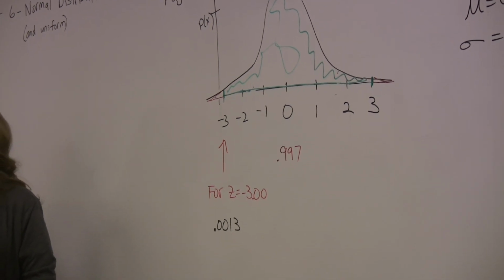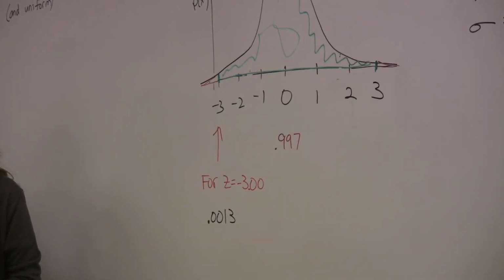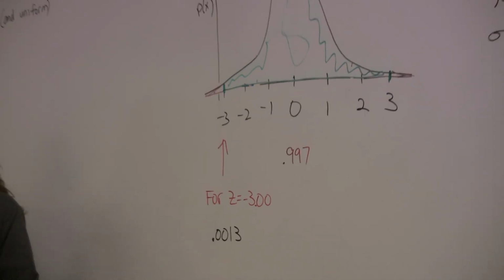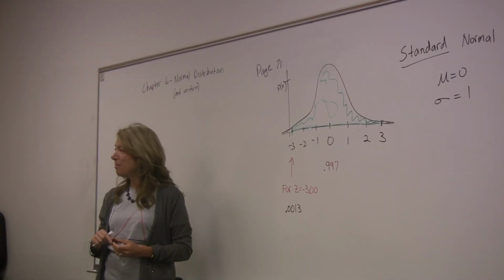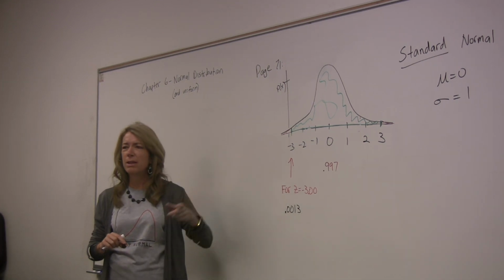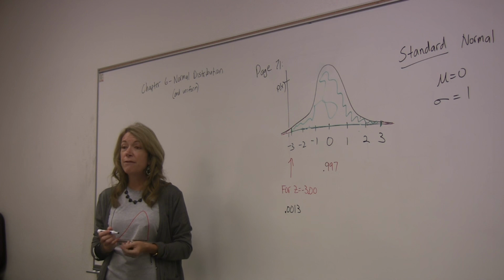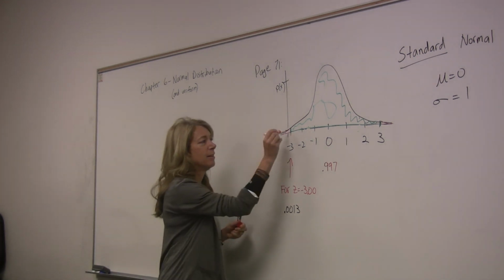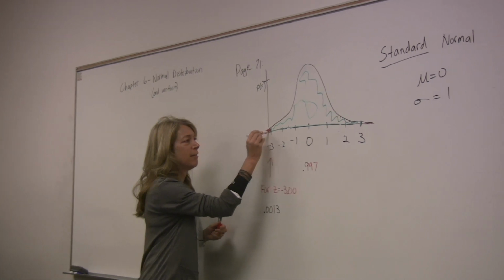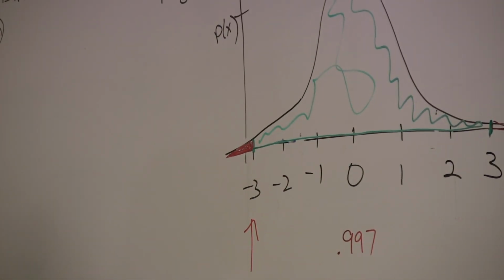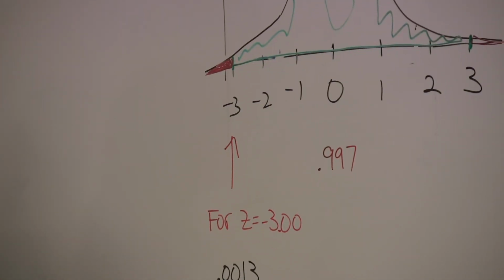Did we agree with her, or do we need to see where that came from? We want the other side. Where is this 0.0013 on my picture? To the left of -3. It's this little sliver over here, right? This little tiny area right in here that we don't want is 0.0013.